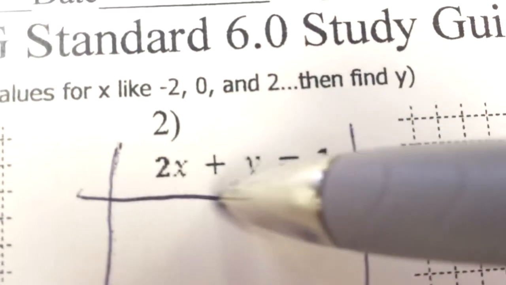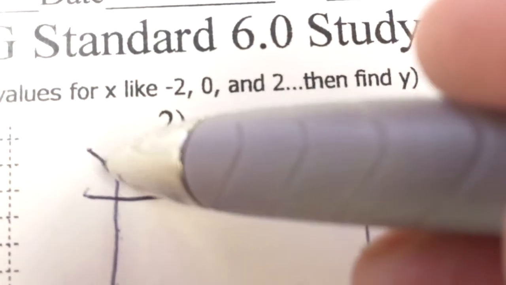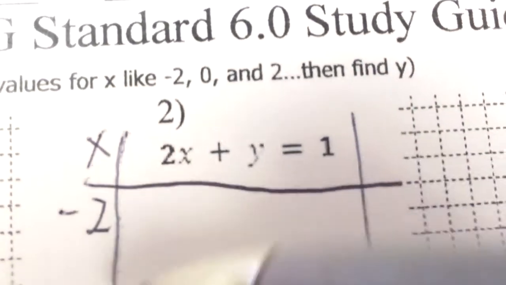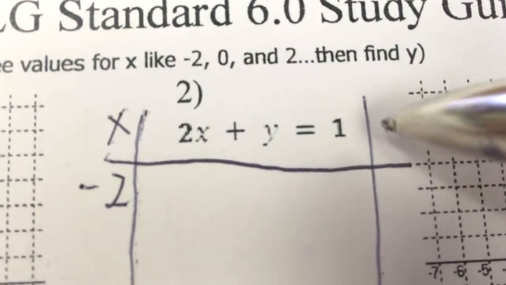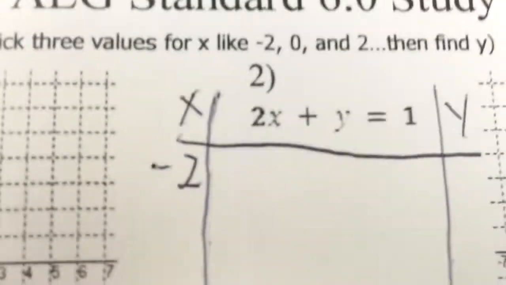So let's look at number 2. Oh, and notice this was in slope-intercept form, but we were still able to graph it using a function table. So now we're going to go to number 2. Number 2 is in standard form, but we can still graph it using a function table and our 3 random values for x. So we're going to use those same values, -2.